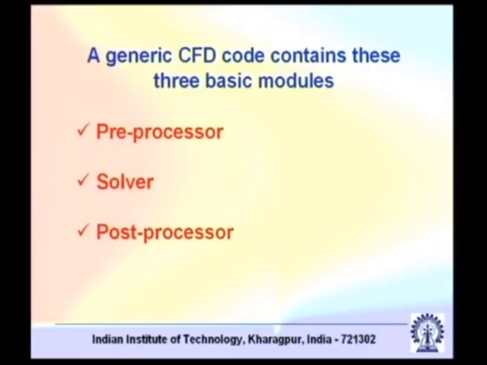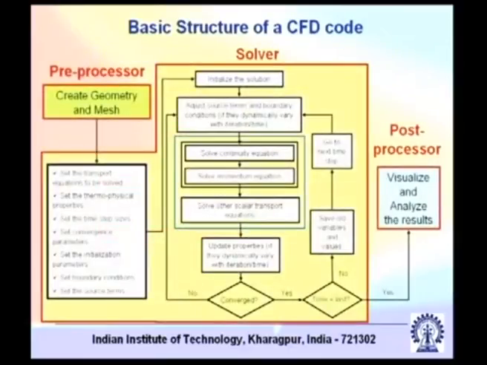A generic CFD code contains three basic modules. One is a preprocessor, another is a solver and another is a post processor. So let us go through the basic structure of a CFD code. Many times we are abstracted of this basic structure when you are using a code, because you are only using the user interface. But first, if you consider the preprocessor, the preprocessor has different functionalities.